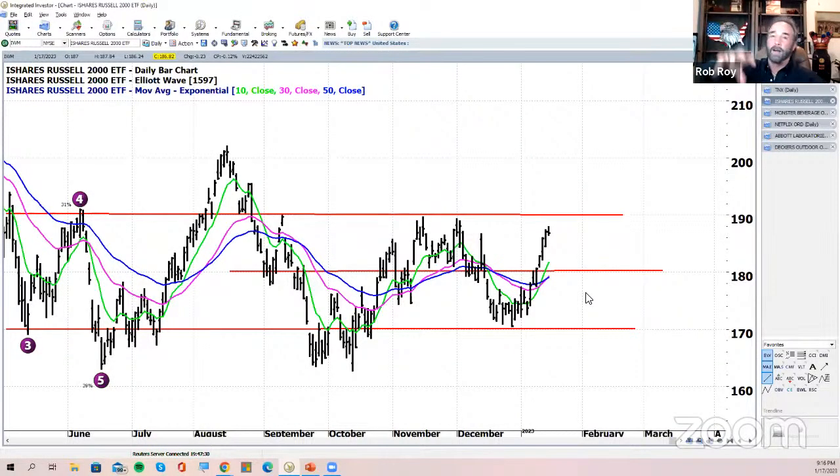So all kinds of consolidation going on here between 170 and 190, with the midpoint being 180, obviously, as well as the chart pattern on the IWM.